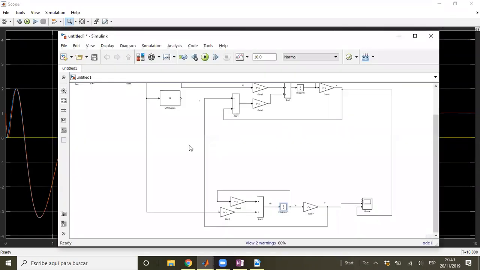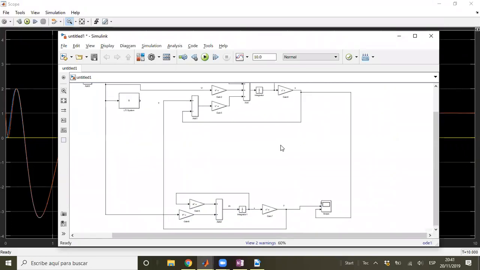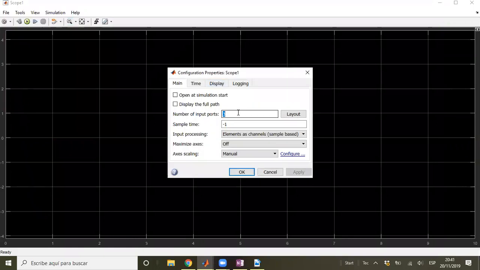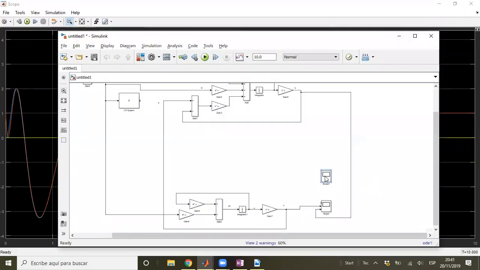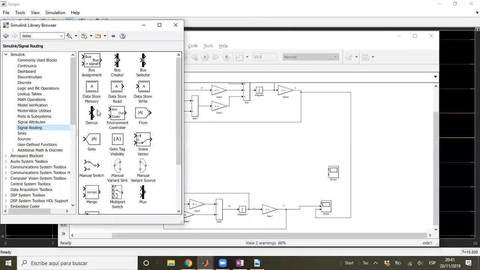Unfortunately, I cannot use both in parallel at the same time. But still, as you see, I'm not using X anywhere. I'm just using the output of this system. X is not used at all. But what I'm going to do is let's quickly make a comparison. What would happen if I compare X1 and O1? In signal routing, we have something that is called a demux.